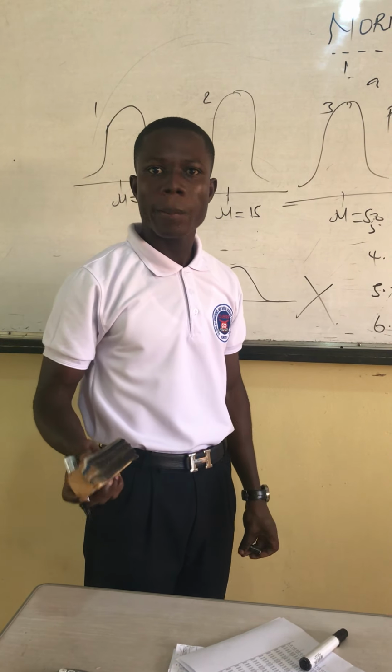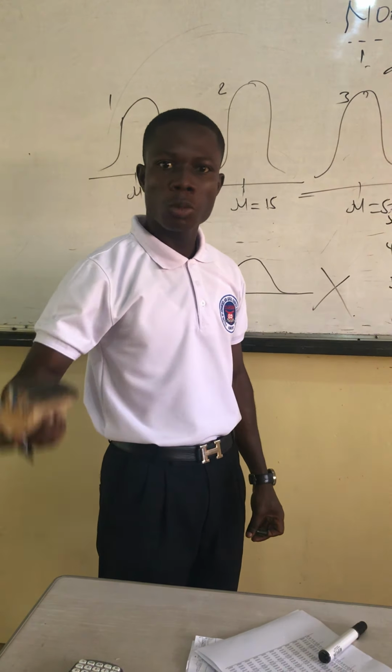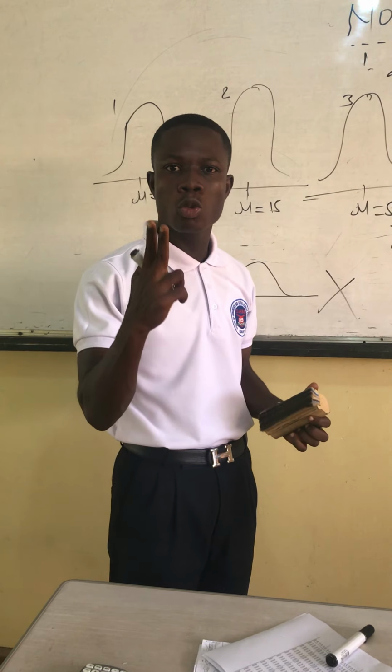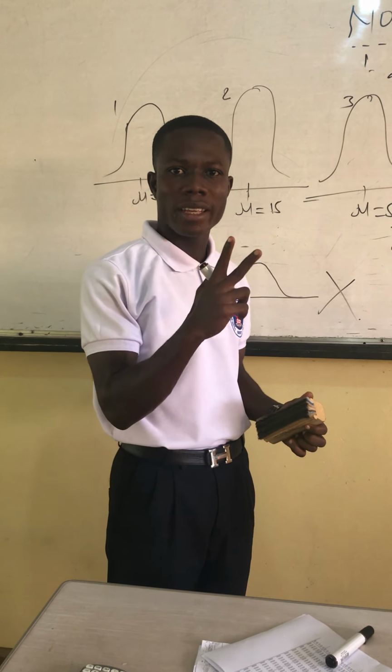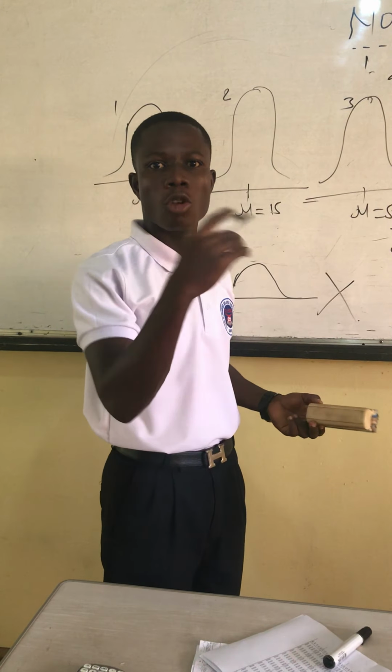So our next step is standard normal distribution. With the standard normal distribution, it's the same as the normal distribution, but it has only 2 properties that differ it from the normal distribution. So let's go to the standard normal distribution.